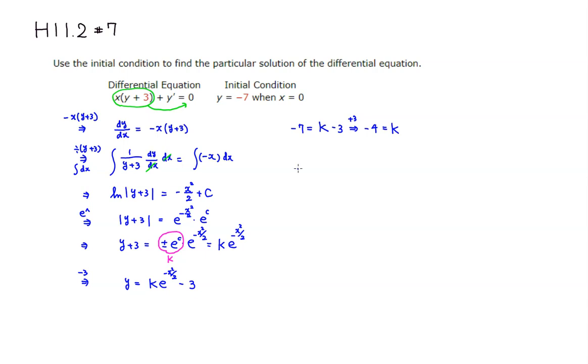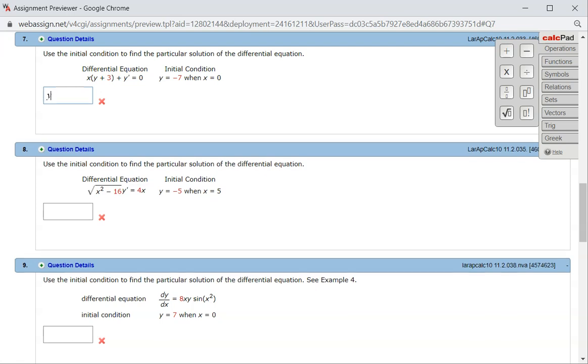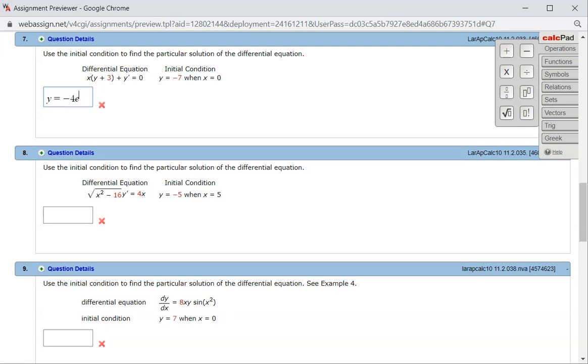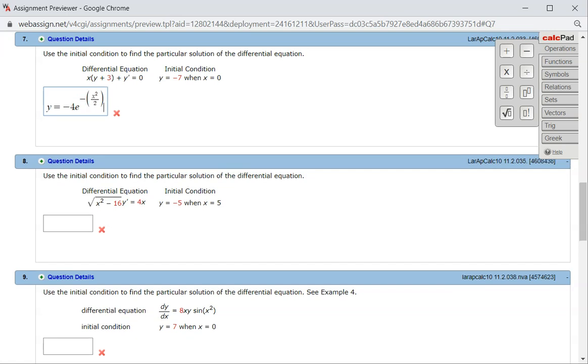Therefore, we have y equals, with k value negative 4, e to the negative x squared over 2, and minus 3. So let's type it in. It's going to be y equals negative 4 e to the negative x squared over 2 minus 3.